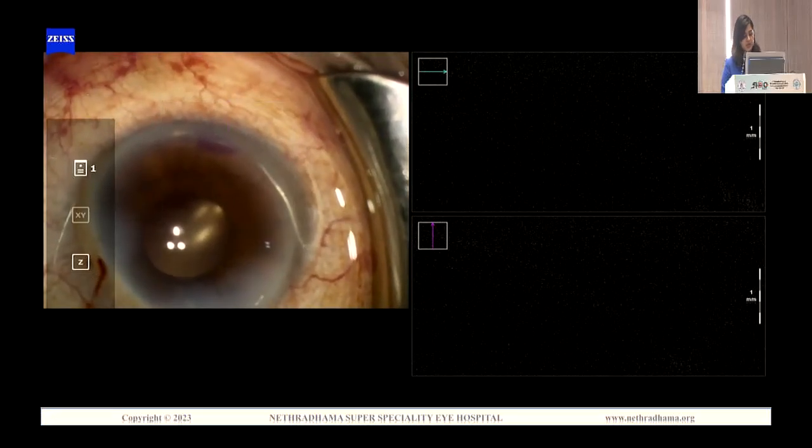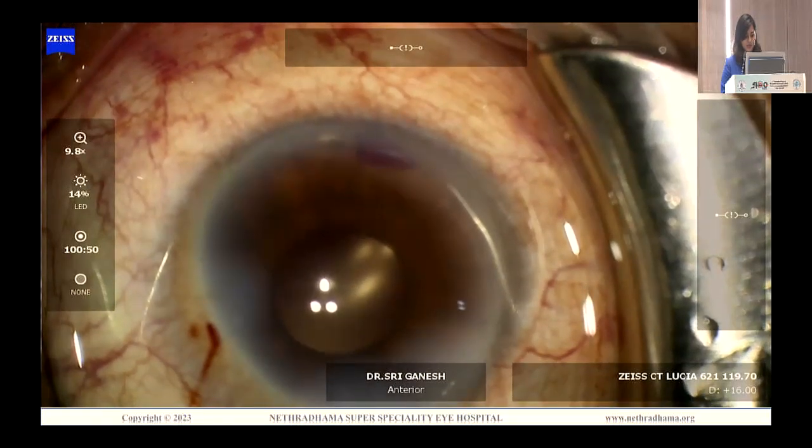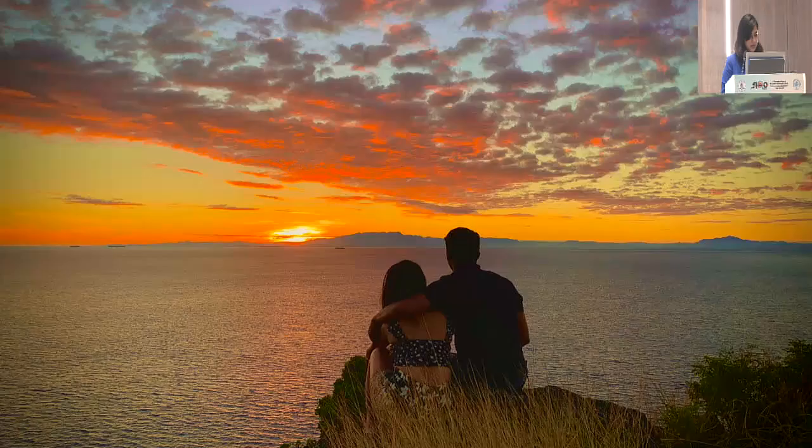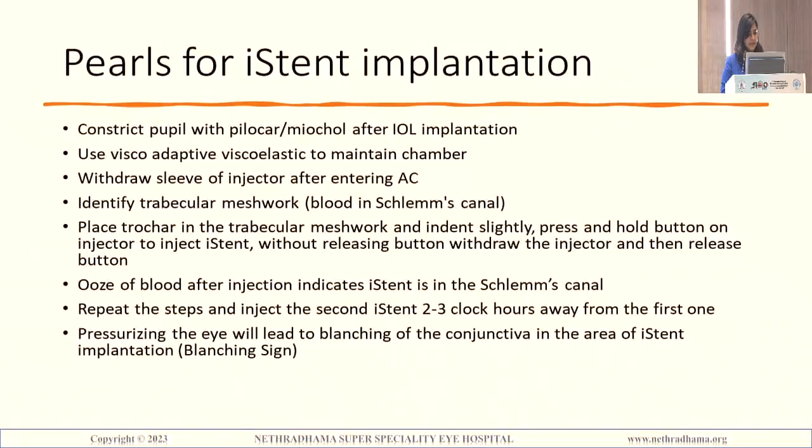And in the absence of an intraop OCT, at least the first two signs indicate successful implantation of the device. Now coming to some pearls, it's important to constrict the pupil after cataract surgery with pilocarpine. Use a visco-adaptive viscoelastic to maintain the antechamber. Withdraw the sleeve of the injector after entering the AC, not before, because the trocar is quite sharp, it's quite sensitive. And withdrawing after inserting it into the AC is the safest method.